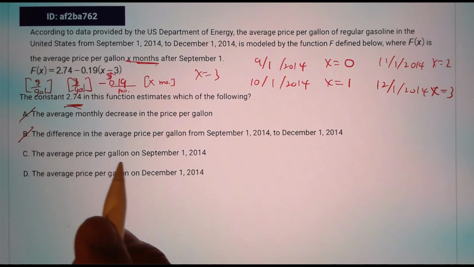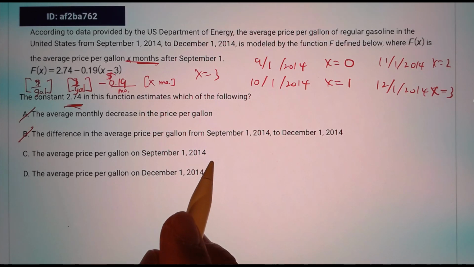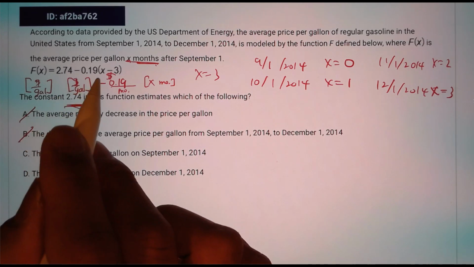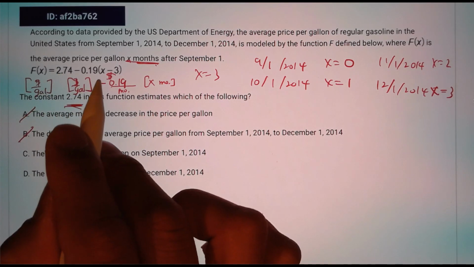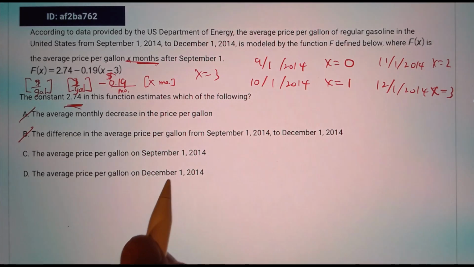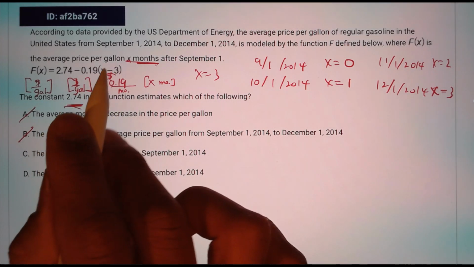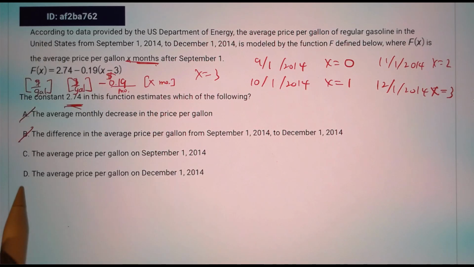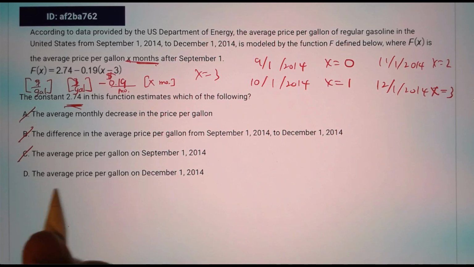C, the average price per gallon on September 1st, 2014. This is tempting because a lot of you might think, oh, this is a y-intercept. That's like when it's the beginning. Careful, we have x minus 3 here. In fact, if you put 0 here, when x equals 0, don't forget there is minus 3. That makes it a much higher value. It's not going to be 2.74. So really be careful on that.